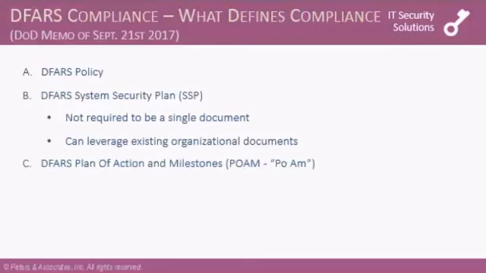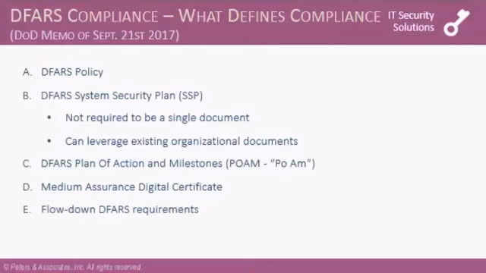There's also something called a POAM, or a Plan of Action and Milestones. Again, using the industry term. D is capability to have a medium assurance digital certificate. Again, we'll break down some of these. And the fifth one is a flow down of DFARS requirements, meaning are there suppliers either up or downstream from you upon which you're going to have contractual obligations. And again, we'll dive into details on each one of these.